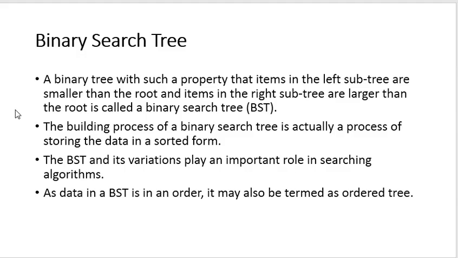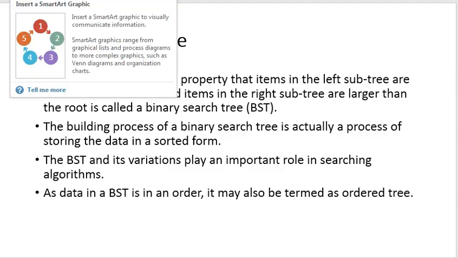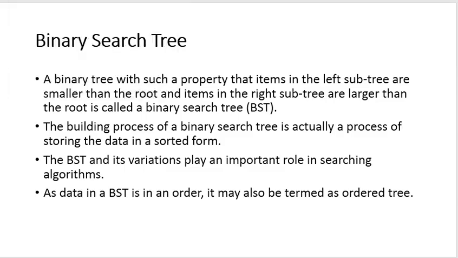As data in a binary search tree is in an order, it may also be termed an ordered tree, as we have already discussed that we have three orders: the in order, the pre-order and the post order. So that's why it is also called an ordered tree.